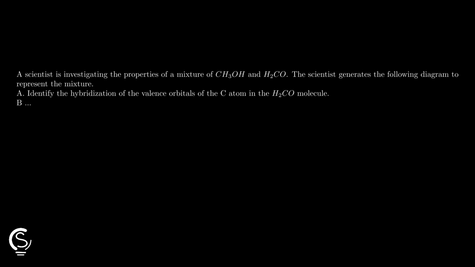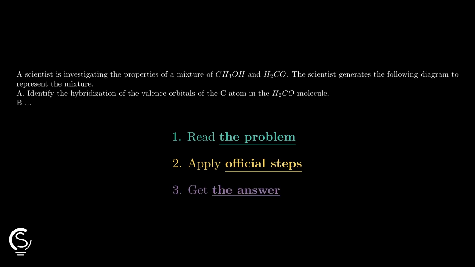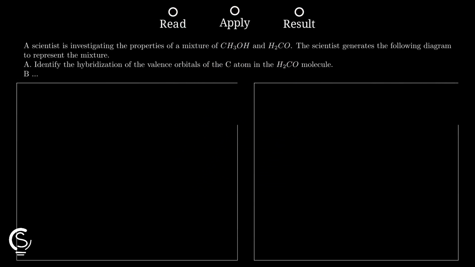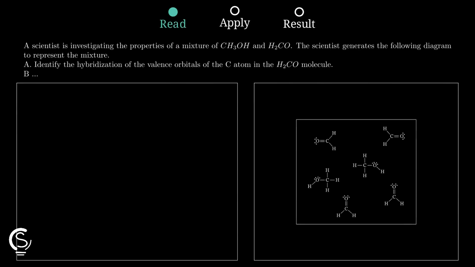1. Hybridization. To find the hybridization of the C atom in H2CO, count the electron domains around it. Double bond with oxygen, totaling 3 electron domains with no lone pairs. This configuration corresponds to sp² hybridization. 2.